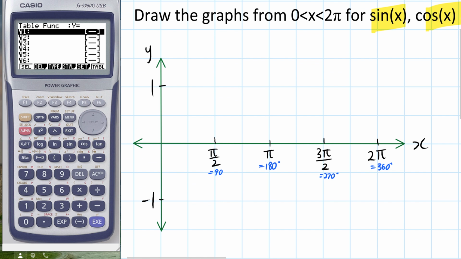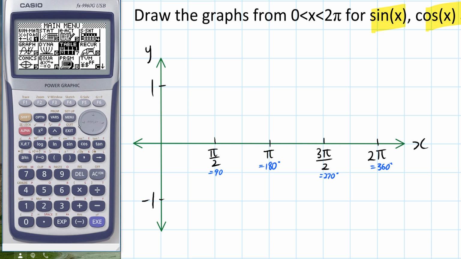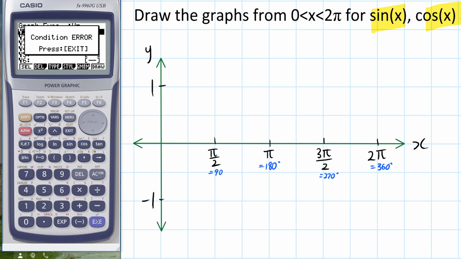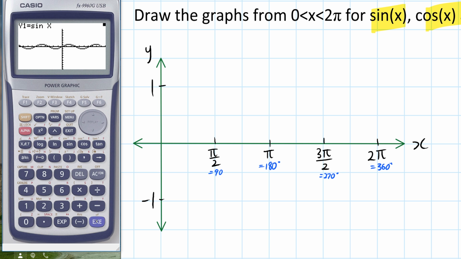So the first graph we'll do is sin x. And look, the easiest way to go about this is just to see what it looks like on your calculator. So sin x, and let's just plot it. So we'll go into graphs mode and put that in. There we go.